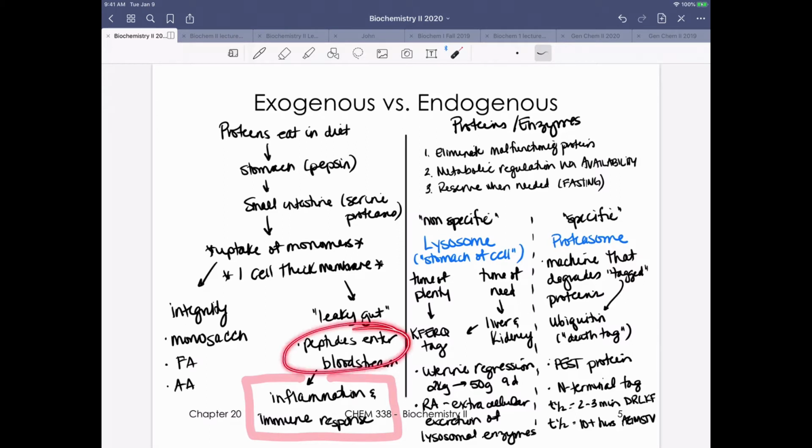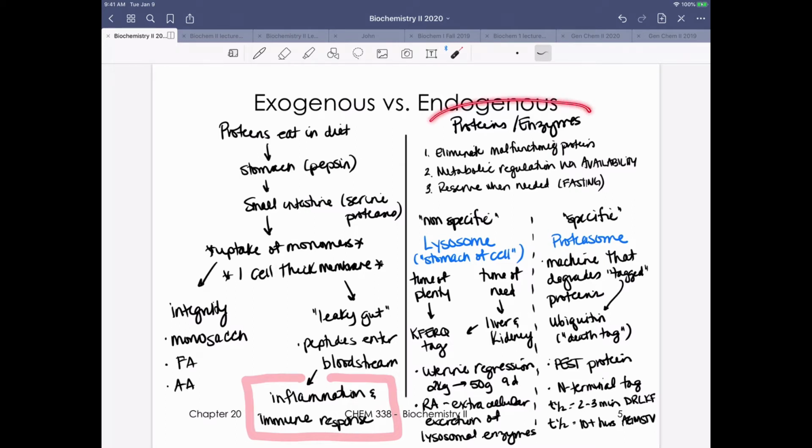Particularly this is important in this chapter because peptides that enter the bloodstream can cause significant inflammation and elicit an immune response. So again, that is part of the problem with this concept of leaky gut. All right, a lot of that we've talked about already, so we're just reviewing these pieces that have to do with endogenous delivery of amino acids into our cells.